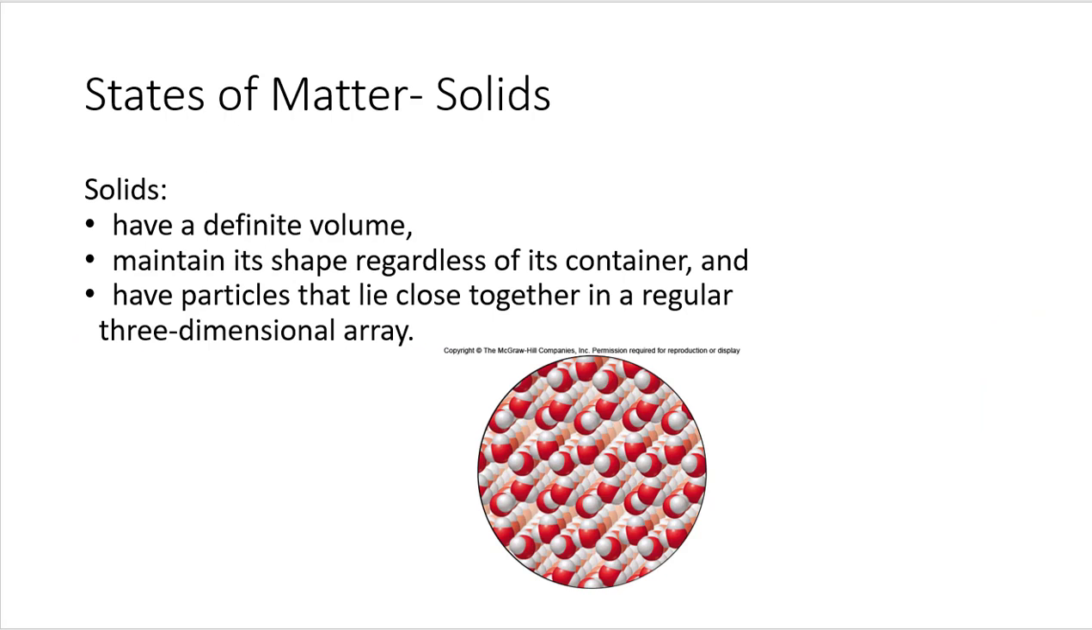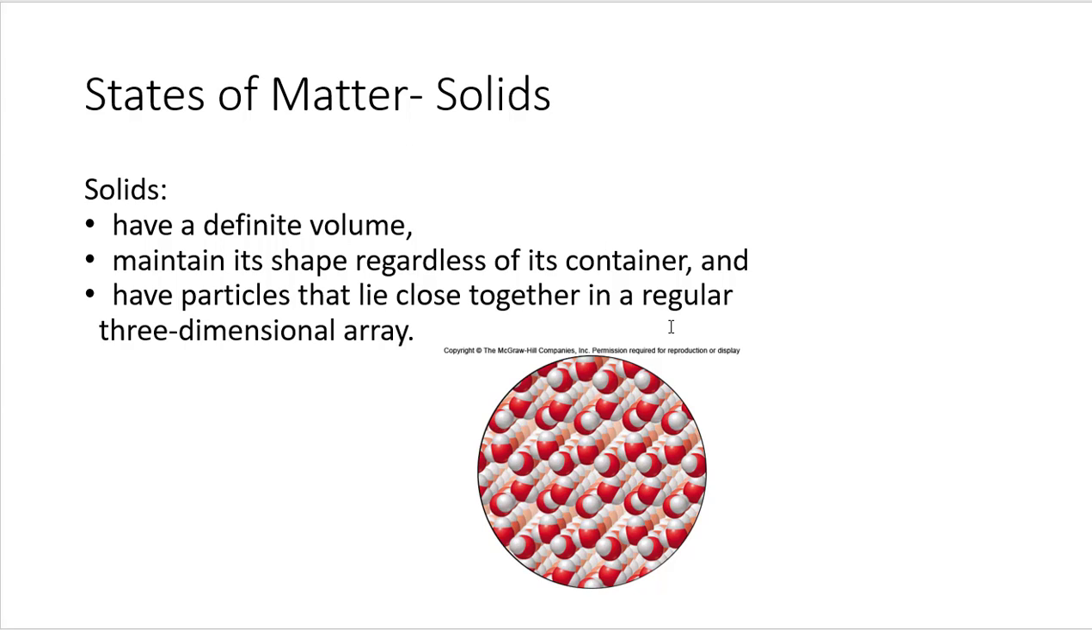First, we'll talk about how we can classify matter as solid, liquid, or gas. Now, there are specialty states of matter such as plasma or superfluids, but we're going to focus on the three main ones for this introductory chemistry course. First of all, we define a solid as something that has a definite volume, maintains its shape regardless of its container, and has particles that lie close together in a regular three-dimensional array.